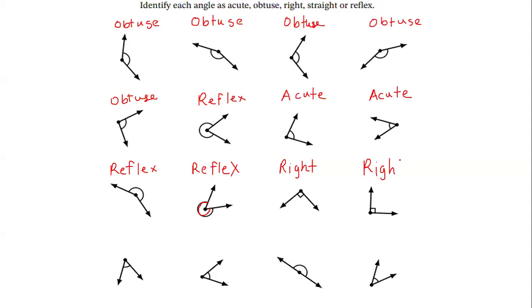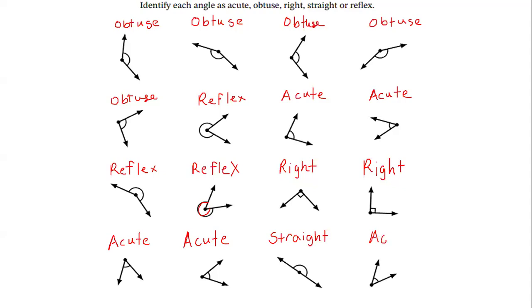And then this one is acute. That's acute. Too small. And then this one is acute again. And then one is a straight angle, 180, and the other one is acute. This one is a straight angle. The last one is acute.